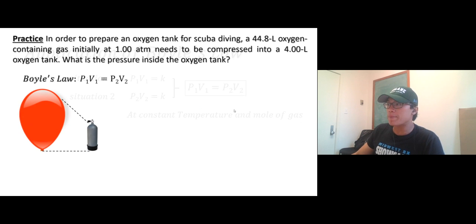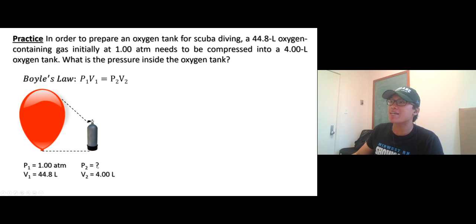Okay, all right, so I'll give you an example right here. Pause the video. I want you to use Boyle's law to solve this problem. All right. In order to prepare an oxygen tank for scuba diving at 44.8 liters, and the pressure at 1 ATM, that's situation 1, it needs to be compressed into 4 liters. Wow, 44.8 liters to 4 liters. What's the pressure inside the tank? Wow, there's going to be big pressure in there.